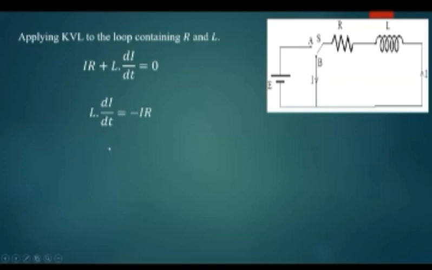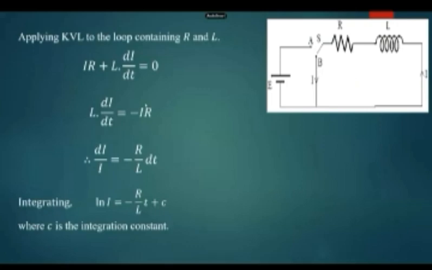Here, the terms containing I are on one side, and r by L is a constant term into the variable dt. Let us integrate it. To solve the equation, we have to integrate these equations. We have got the separated variables, separation of variables is done.